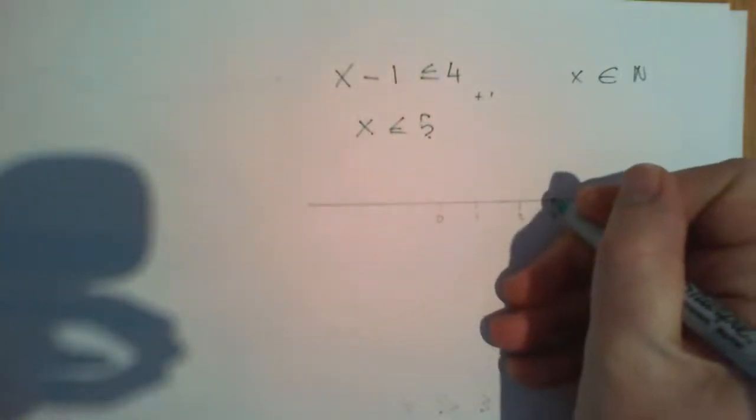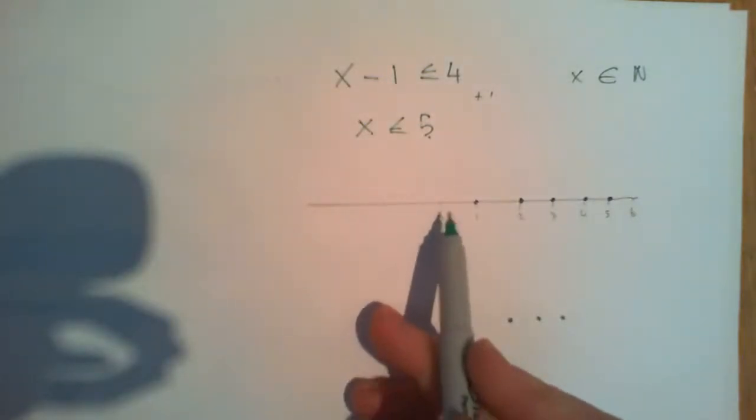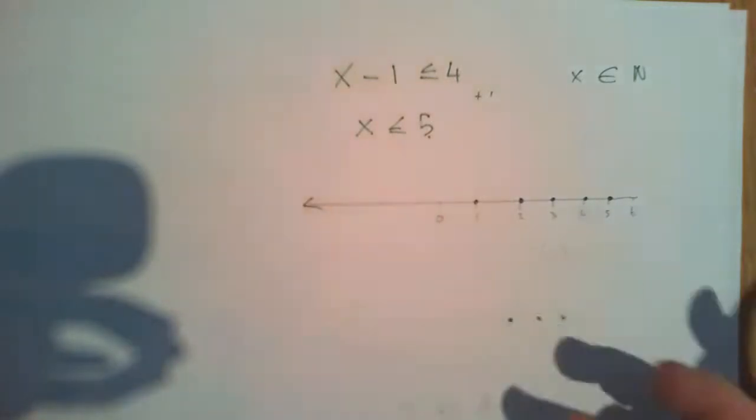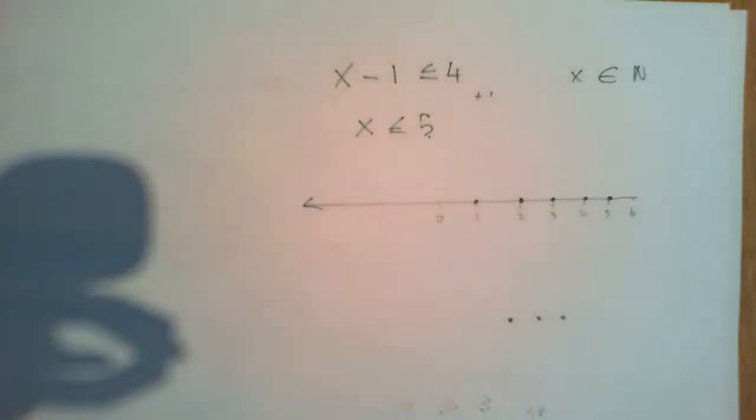Less than goes to the left. Why do I stop there? Why do I not include 0? Because 0 is not a natural number. And that's it. Okay, we can put the arrow going that way because we're looking at it this way. We're not looking that way. Okay? There's another example of it. We'll try another one.